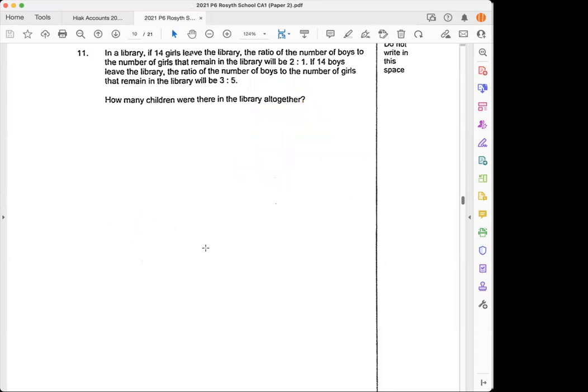So question 11. We have taught you this in lesson 6. We refer to your lesson 6 worksheet. Same concept. So if 14 girls leave the library, so girls minus 14, okay? If this is the scenario, if 14 girls leave the library, the ratio of the number of boys to the number of girls that remain in the library will be 2:1.